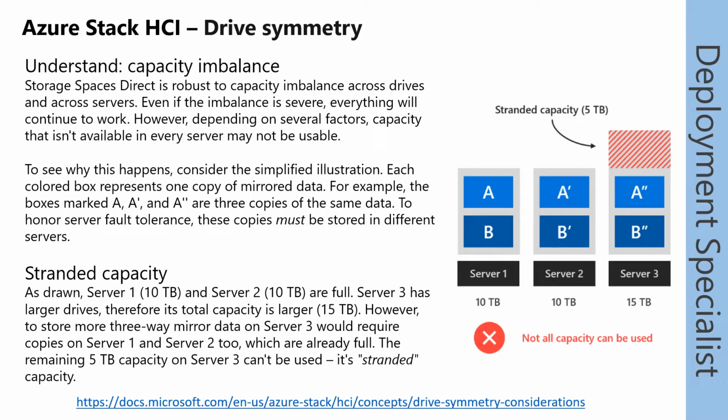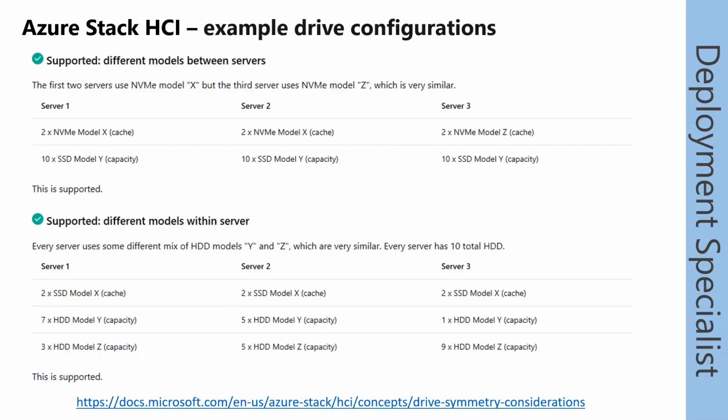Here we have server 1 and server 2, and in server 3 the situation changes. So additional drives are added or larger drives are added, but we cannot use this additional capacity because of the stranding situation. And what I mentioned, it's okay to have identical type of drives, so in each server NVMEs, but different models. We can see model X and we can see the model Y or model Z. So these are NVMEs here.